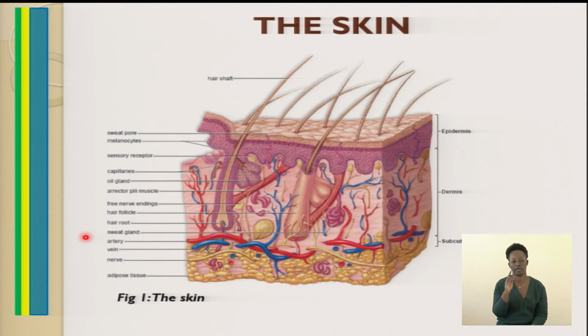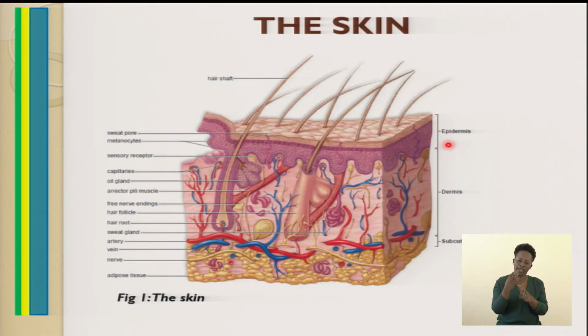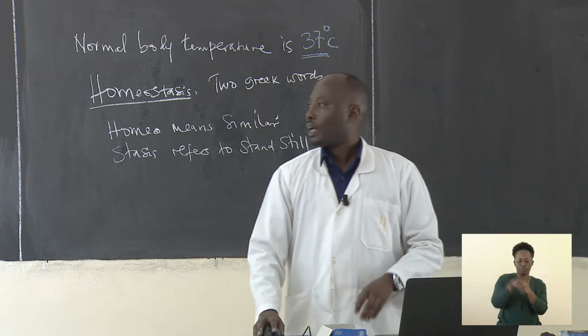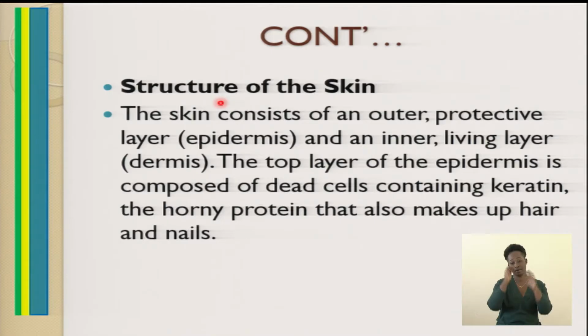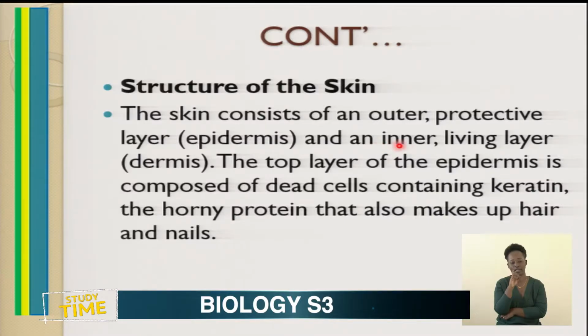Let's go through, students, the functions of these parts I am mentioning. I am mentioning the epidermis, the dermis, and even the subcutaneous layer. Let's see their functions. What do they do to our body? As I mentioned, the structure of the skin consists of an outer layer, which is a protective layer. The protection is normally done by the epidermis. And the inner layer, or living layer, is called the dermis.